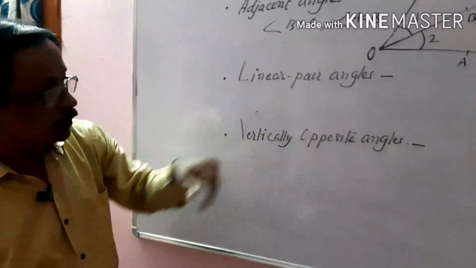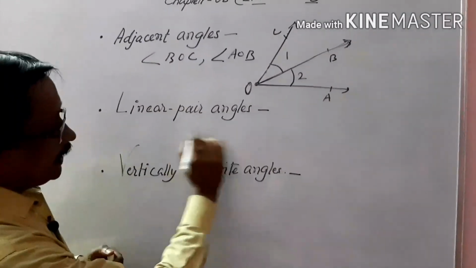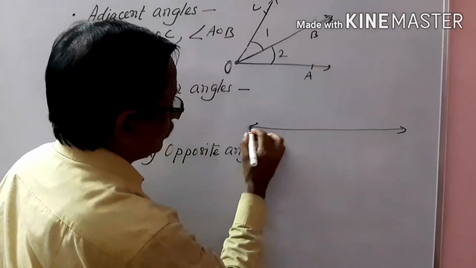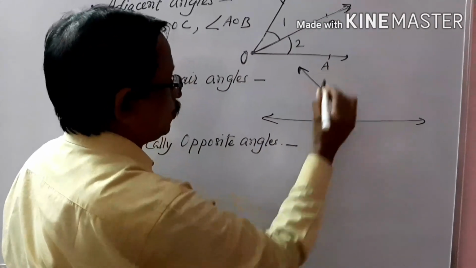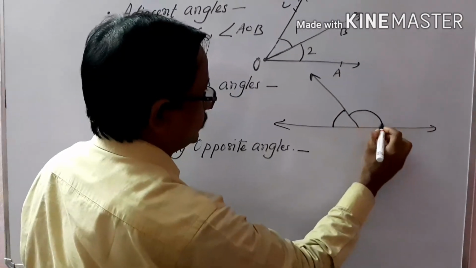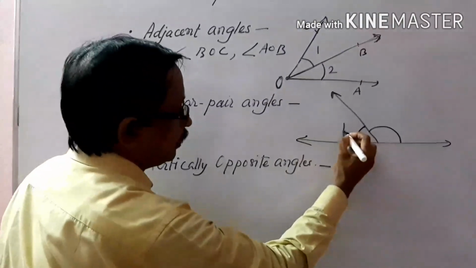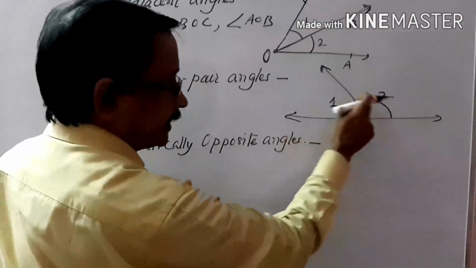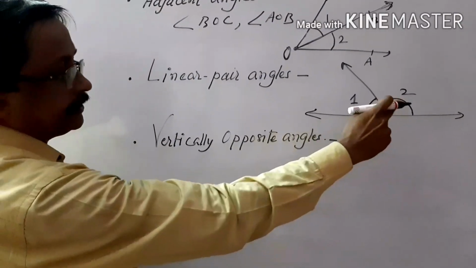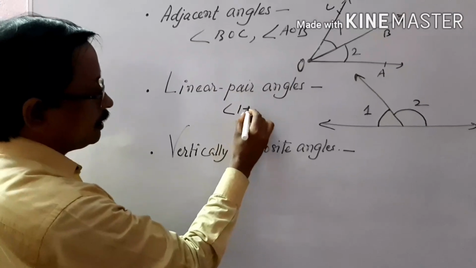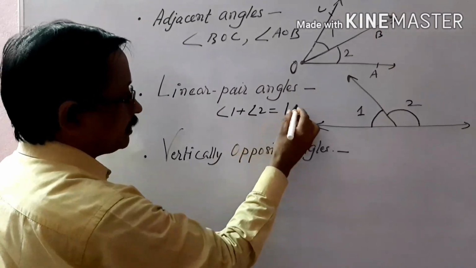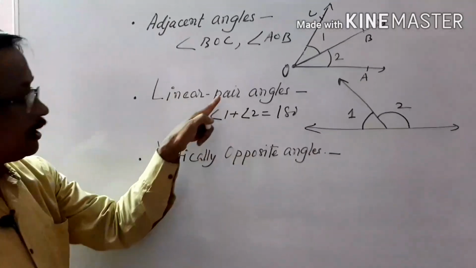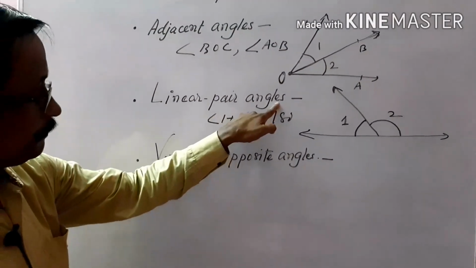Next point, very important, linear pair angles. Linear pair angles means what? Two adjacent angles. So I am showing there: one angle is this one, another angle is this one. These two, angle 1 and angle 2, are two adjacent angles that make 180 degrees. Angle 1 plus angle 2 make 180 degrees, which means they form a line.